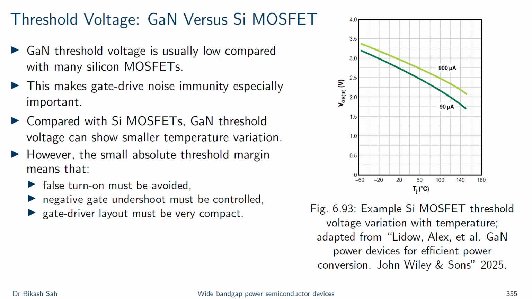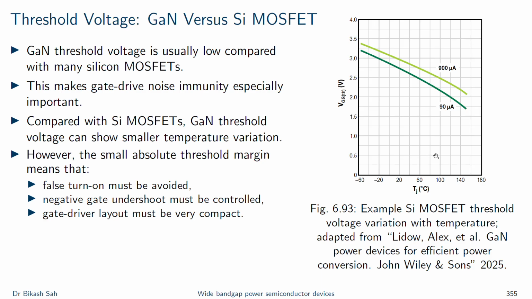Now let's try to understand it by differentiating between the silicon MOSFET and normal GaN. As already known, the GaN transistor has a threshold voltage often lower than the silicon power MOSFET. This gives fast and low-voltage gate control, but it reduces the noise margin. Compared to the silicon MOSFET, GaN threshold voltage can have a smaller temperature variation, as you see in this slide, in the plot.